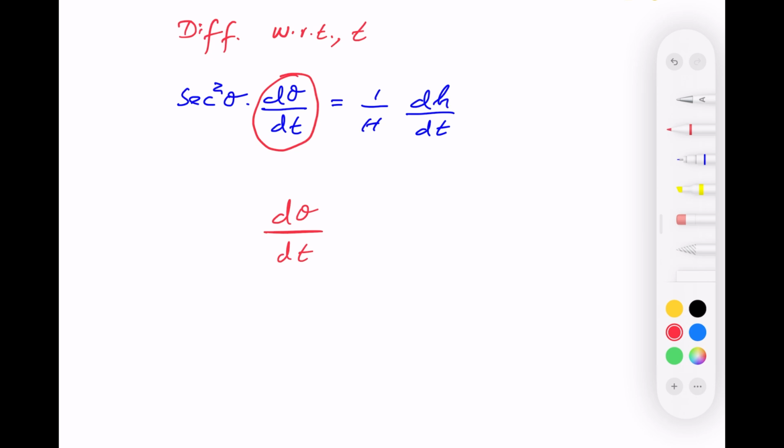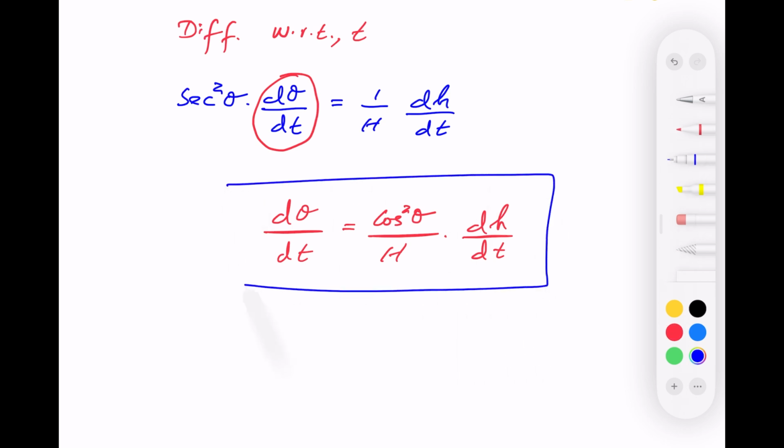When I divide both sides by secant squared theta, it will go onto the right hand side and it will be on the denominator, and secant squared theta on the denominator means on the numerator it's going to be cosine squared theta. That divided by capital H times d lowercase h by dt. This is the final equation I need as the answer for this problem. I will not do any numerical substitutions because those are very straightforward things.